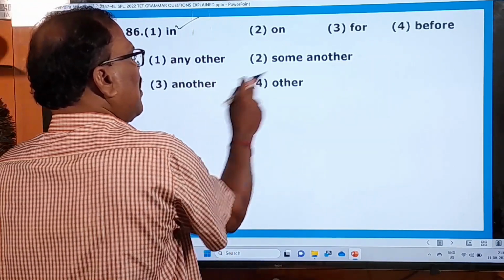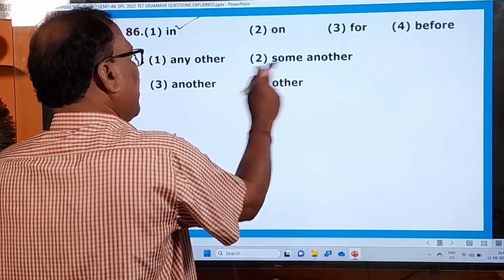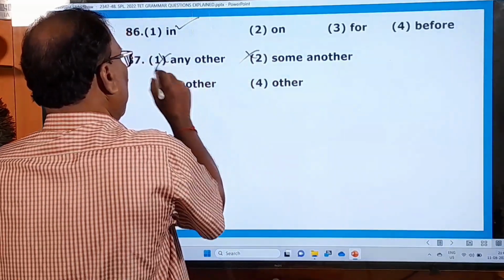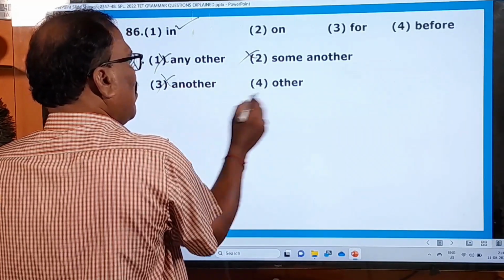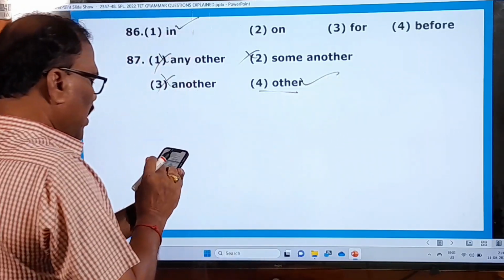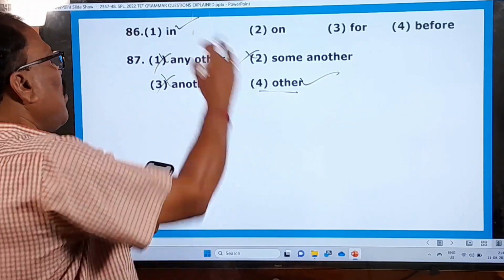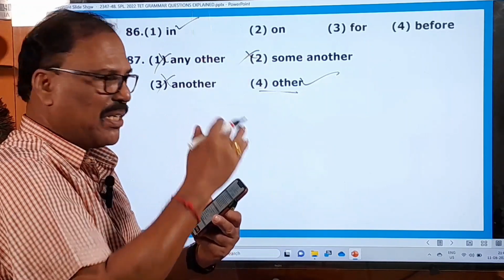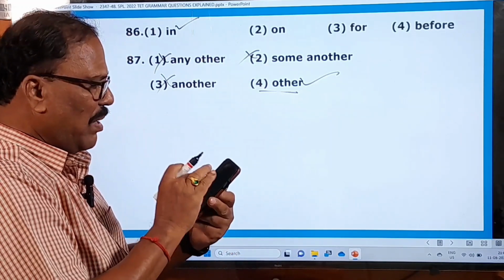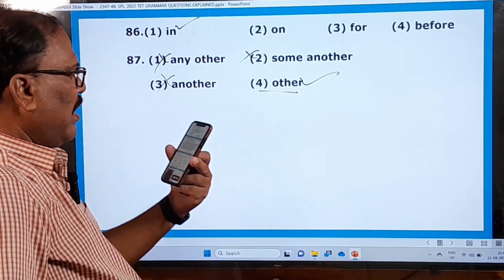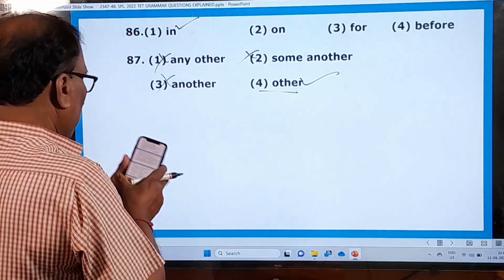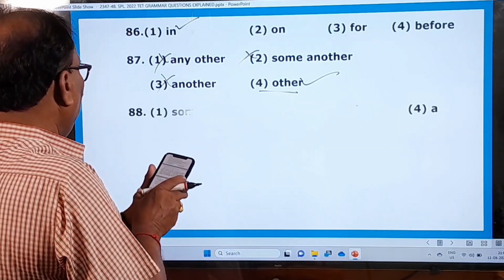Some other creatures? Some another creatures? Wrong. Any other creatures? Wrong. And another creatures? Wrong. Other creatures is right. Here it is like that, because I cannot go back to that previous slide because of this problem. That's why now I'm reading it from my iPhone. And here, let's go to the next, the 88th one.